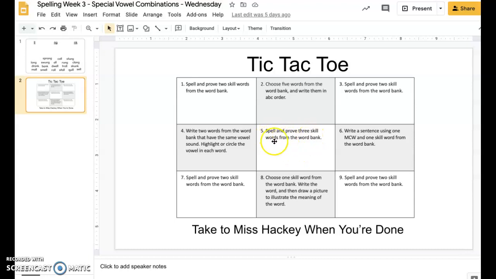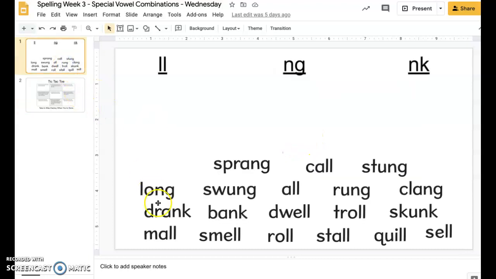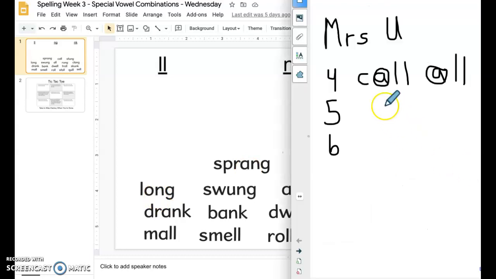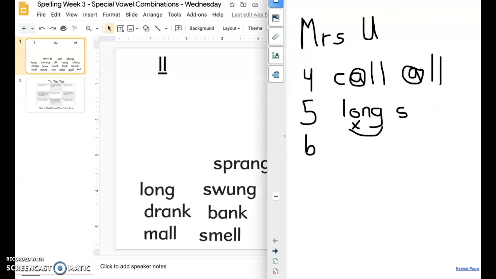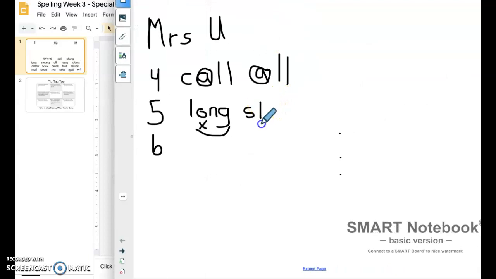It says spell and prove 3 words from the word bank. So I'm going to do long. And when it says prove it, that means you're going to mark your vowel and do your special vowel combination underneath it. And it said to do 3 words. So I'm going to do another one. I'm going to do skunk this time. I'm going to move this over a little bit so I have room. So this time I'm writing skunk.